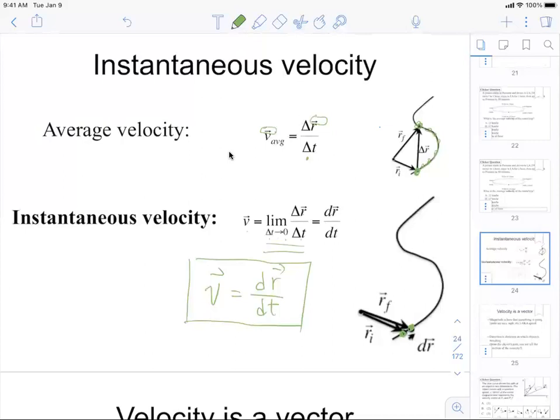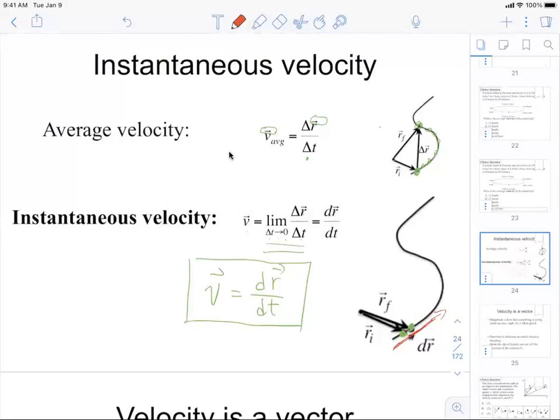So when these 2 points are so close to each other, this little arrow represented here is your displacement delta r, dr, when t is really small. And that is your velocity. You can see on the graph, it's as if I'm simply drawing a tangent line right at this point, and that gives me the direction of my velocity.